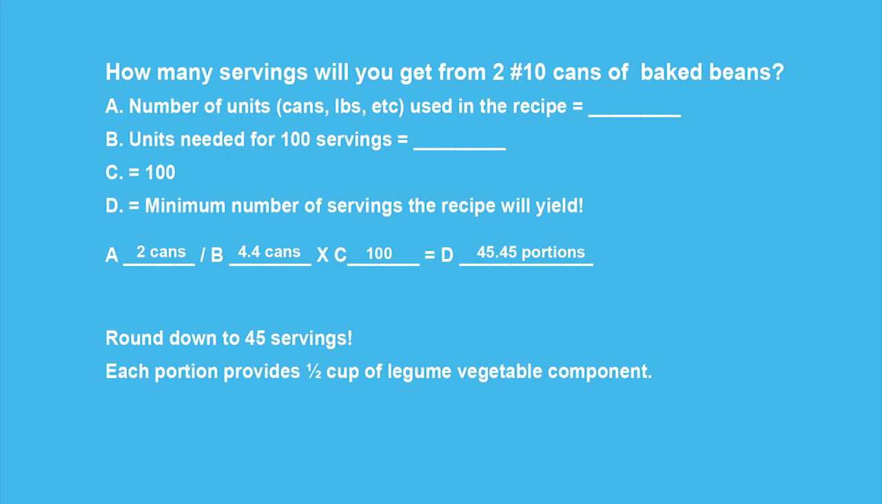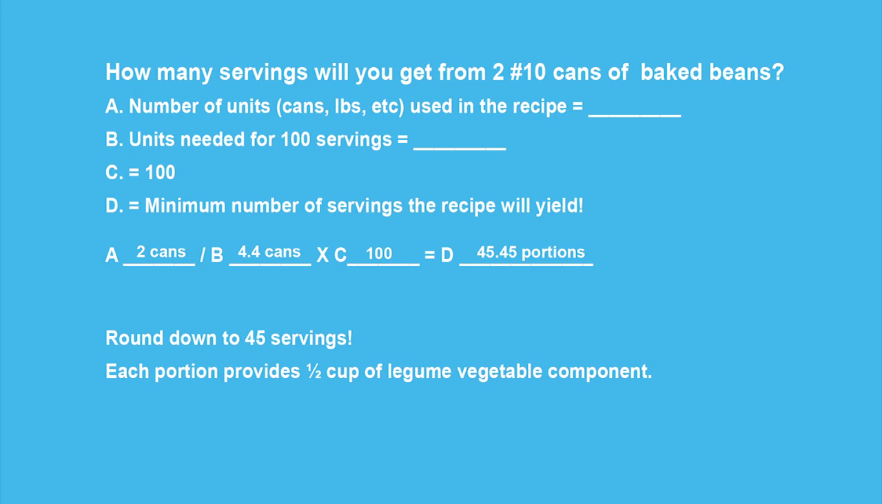2 cans divided by 4.4 cans times 100 equals 45.45 1/2 cup portions of legume vegetable component. Remember, you always round down on the number of portions in a recipe so that the meal components are fully met. So this recipe for 2 cans of beans would serve 45 students 1/2 cup of legume vegetable credit.